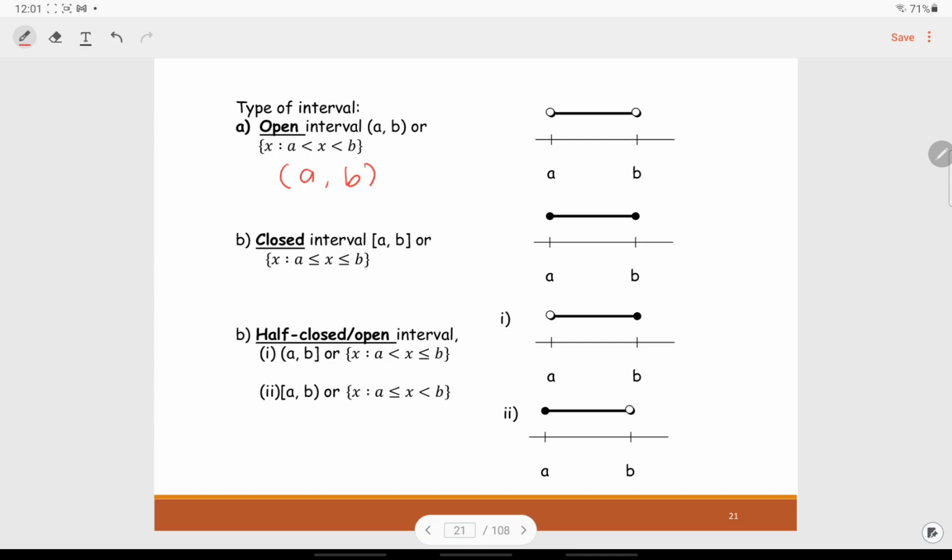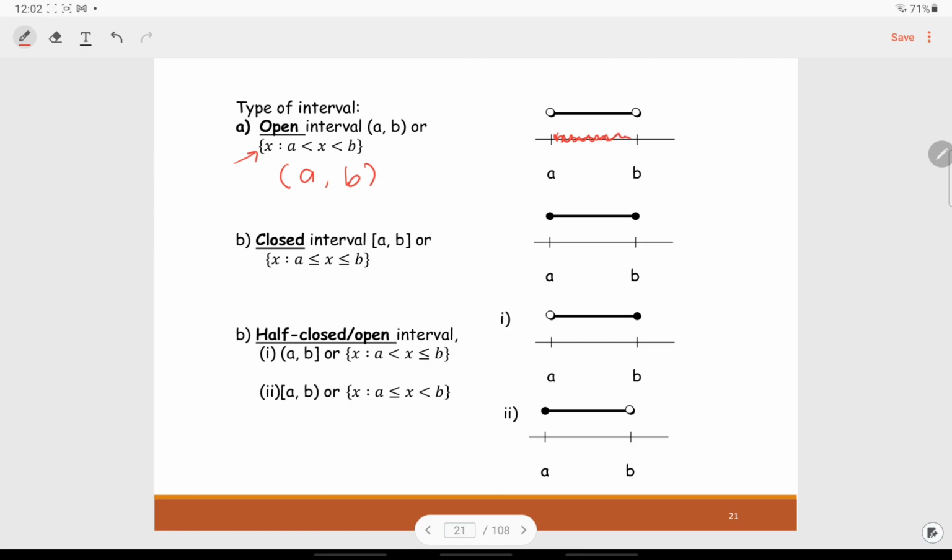So what does it mean? That means x, the member of this set, is any number located between a and b, any real number along this line but excluding a and b, because this is an open set. x is greater than a, which means it doesn't include a, and x is also less than b, which means it doesn't include b. So the open interval is between a and b, excluding a and b.